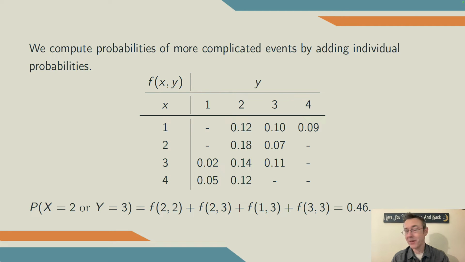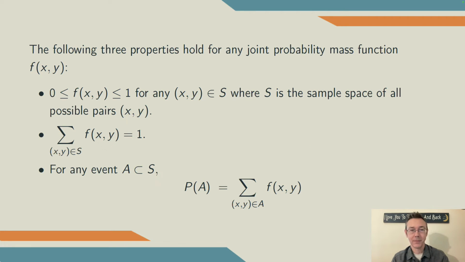We compute probabilities of more complicated events by adding individual probabilities. For instance, we can find the probability that X is equal to 2 or Y is equal to 3 by adding up the probabilities for all the different outcomes where X is equal to 2 or Y is equal to 3. That means f(2, 2), f(2, 3), f(1, 3), and f(3, 3). Identifying those entries in the table and adding up their probabilities, we get 46%.